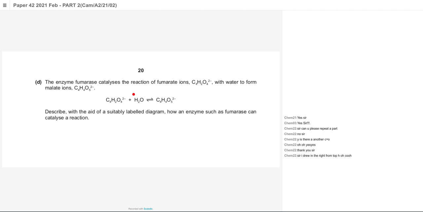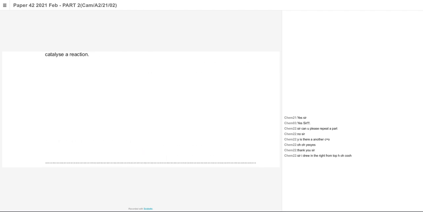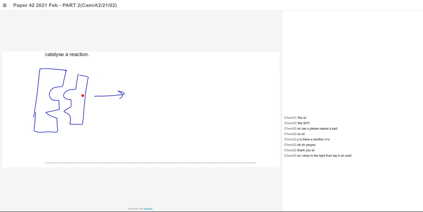The enzyme fumarase catalyzes the reaction of fumarate ions with water to form malate ions. Describe, with the aid of a suitable labelled diagram, how an enzyme such as fumarase can catalyze a reaction. This question we have handled so many times. Right? You can draw the lock and key model. This is the enzyme, and the substrate which has the same shape as the enzyme gets adsorbed to the active site. This type of question we have handled many times.